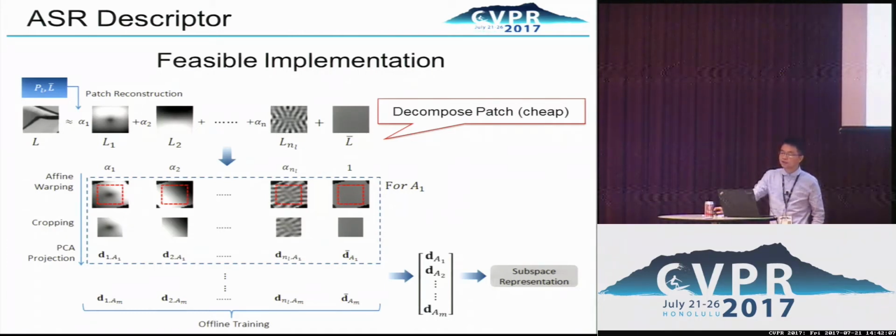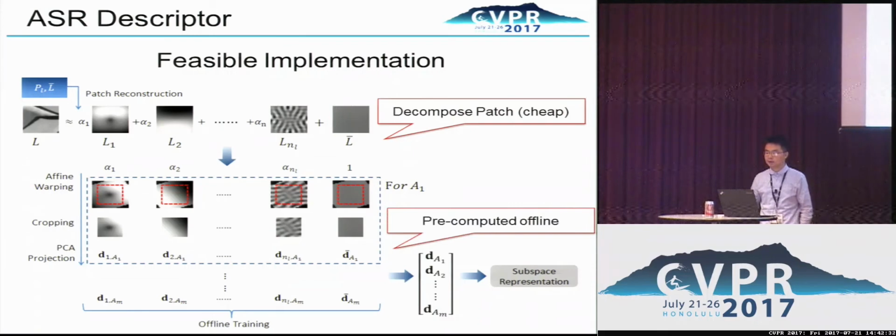Then, due to the linearity, applying affine warping and PCA projections to the original patch is identical to applying these procedures to the basic patches and then linearly combining them together. Note that in this way, applying affine warping and PCA projection to the basic patches can be pre-computed offline. For a new patch, we only need to decompose it and then combine the corresponding projections of the basic patches. As a result, the computational burden is largely reduced.